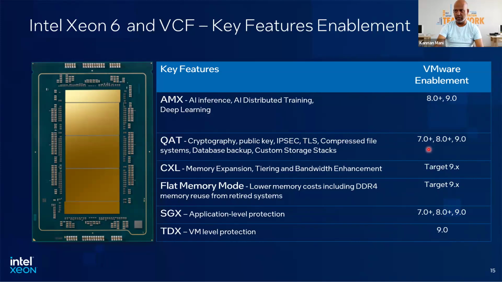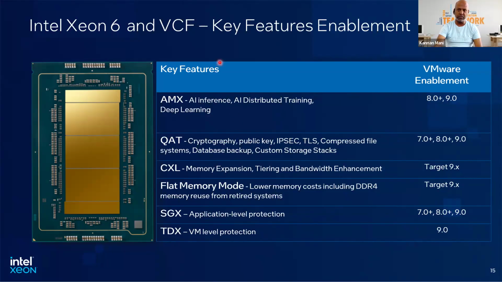As you all know, 7.0 could be end of life already, or it's going to be end of life soon. But 8.0 and 9.0 are also supported. CXL will be supported somewhere around the 9.1 timeframe. That's why you see the X here. Flat memory mode will also be supported in the 9.1 timeframe, so that you can use the memory as tiered memory, right? And then the other technology I talked about for security, SGX, is enabled from 7.0 onwards. TDX was just enabled from 9.0 onwards.